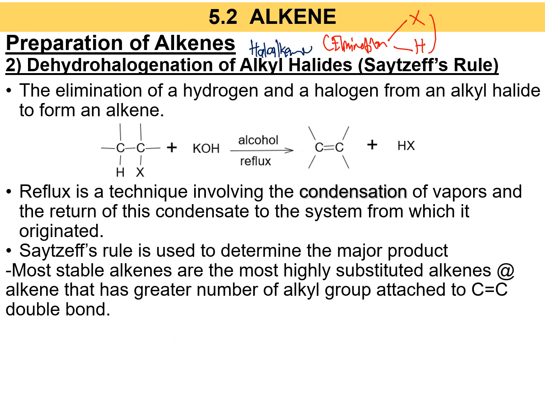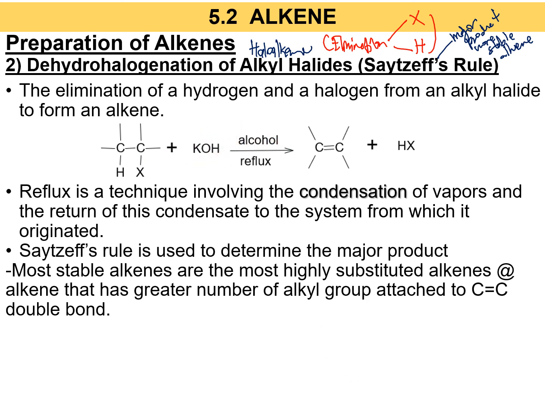Saytzeff's rule cakap apa? You kena form the major product of alkene adalah the more stable alkene, di mana alkene tersebut is the highly substituted alkene, yang carbon-carbon double bond yang paling banyak alkyl group lah. Yeah? So bila you nak buat dehydrohalogenation of alkyl halides, bila you nak eliminate hydrogen dengan halogen from the haloalkane, okay, what you need to do ialah you need to use reagent KOH and then alcohol.